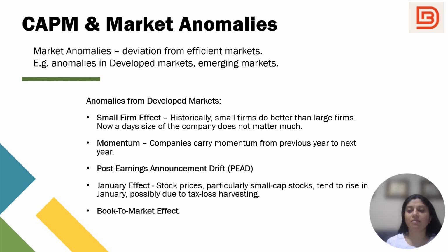Let's take a look at some of the examples of anomalies in developed markets. A developed market is a market where the economy is mature, has strong capital, and a stable political climate. For example, USA. What anomalies can such markets have? There are multiple kinds of anomalies in such markets, and those are small firm effect, momentum, January effect, post-earnings announcement drift, book-to-market effect, and many more. Let's take a look at what these anomalies mean.